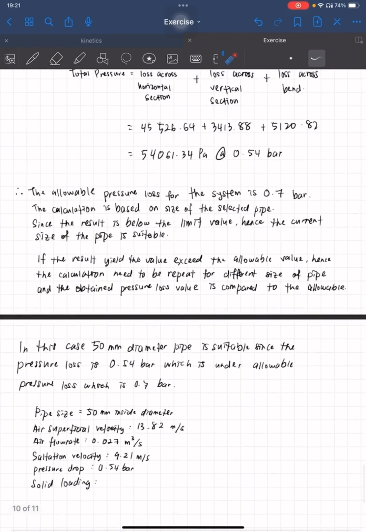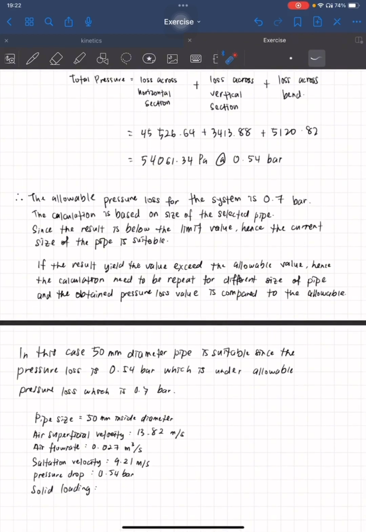So the conclusion for this calculation is the allowable pressure loss for the system is 0.7 bar, and then from the calculation we get 0.54. This indicates that we follow the requirement, which means it does not exceed the allowable pressure, meaning it is safe for the pipe to work for the system.